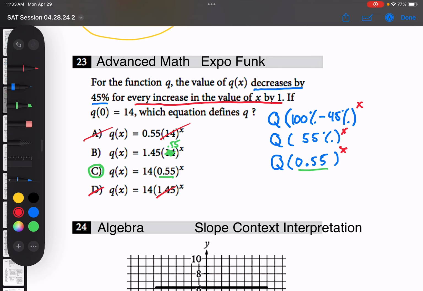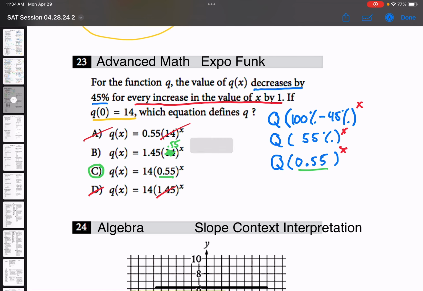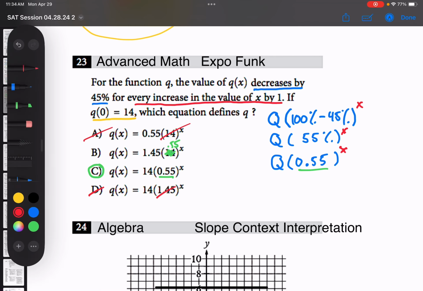So we're stuck between B and C. C looks juicy, but we're not too sure because we got a 0.55 inside the parentheses in B. Now what? Now the other part of the question, I'll underline in yellow. Q of 0 equals 14, right? So doesn't that mean that your x value would be 0? So I'm going to plug in 0 for my x value, but it's got to equal 14 at the end.